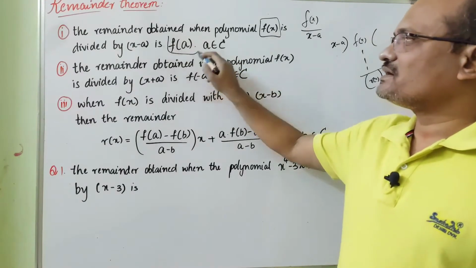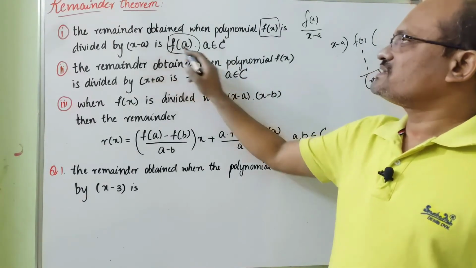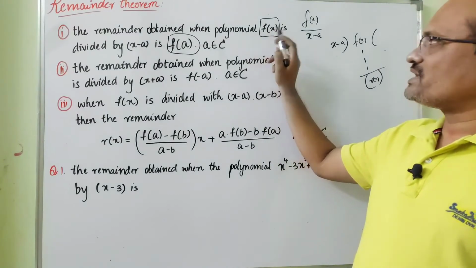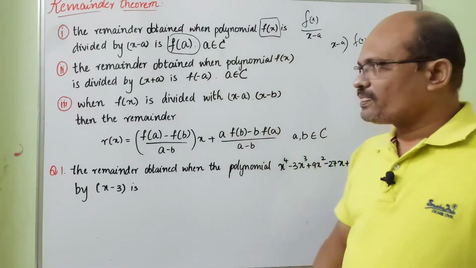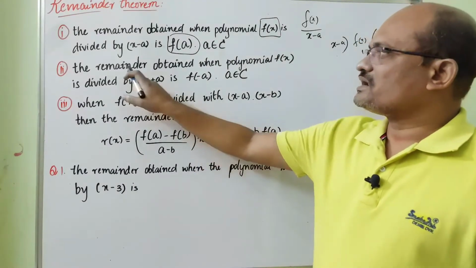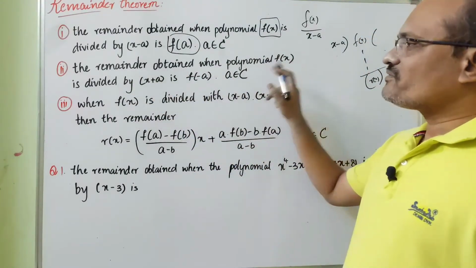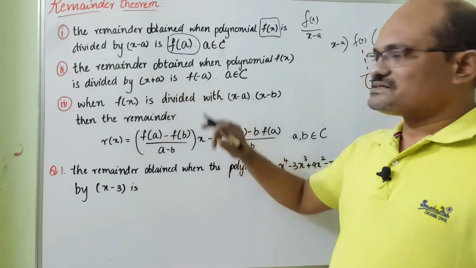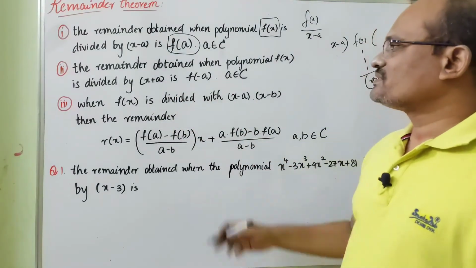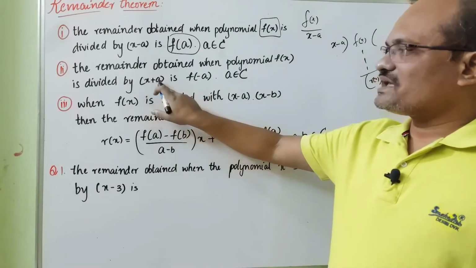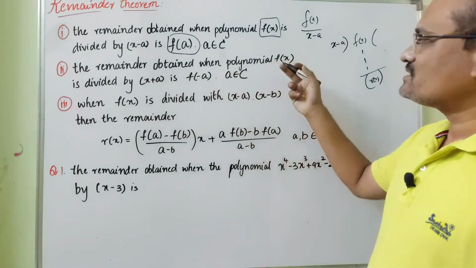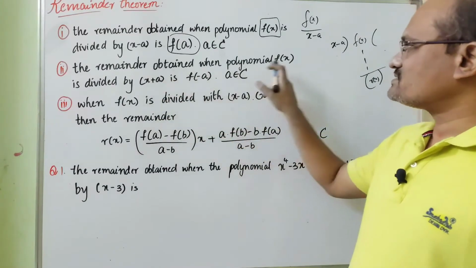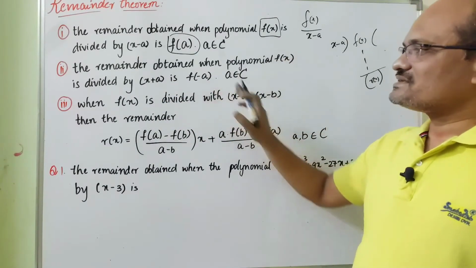What is the meaning of that? You have to put x equal to a in f of x. If you put x equal to a in f of x, you will get f of a. At the same time, the remainder obtained when the polynomial f of x is divided by x plus a is f of minus a. That means take x plus a equal to 0, so x equal to minus a. Put x equal to minus a here. f of minus a is the remainder.